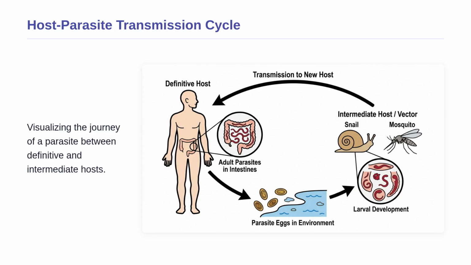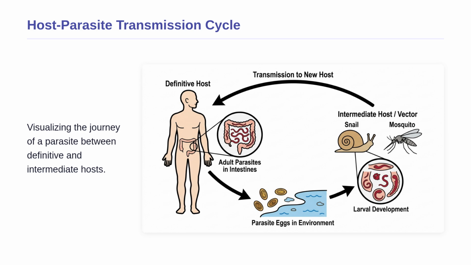Building on those definitions, let us visualize this journey with a diagram of the transmission cycle. On the left, you see the human, acting as the definitive host. Inside the human, adult parasites reproduce. Following the arrows downward, you can see parasite eggs being released into the environment, often near water sources. These eggs then infect the intermediate hosts, shown here as a snail and a mosquito on the right.